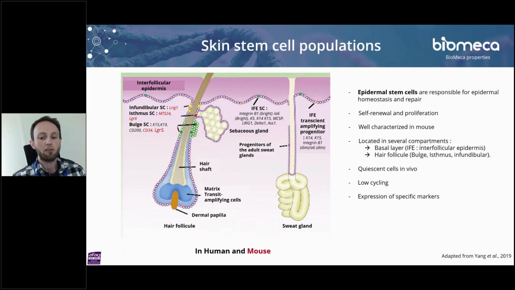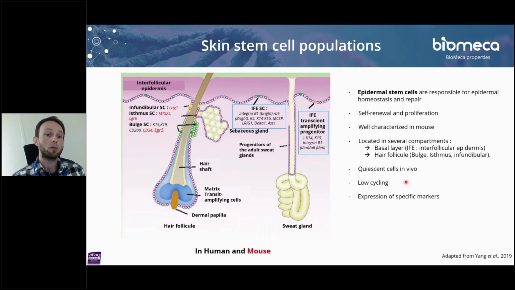Some studies in human skin identified two populations of cells, which are the intrafollicular stem cells and transient amplifying progenitor, also called committed progenitor. The hypothesis being that these intrafollicular stem cells, which are quiescent cells in vivo with low cycling, are able to asymmetrically divide to form transient amplifying progenitor or committed progenitor that will proliferate and then will divide and differentiate to form the suprabasal layer of the epidermis.